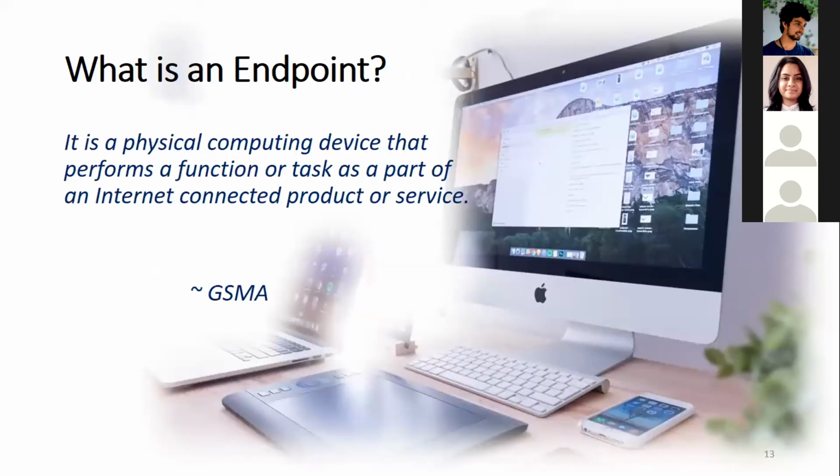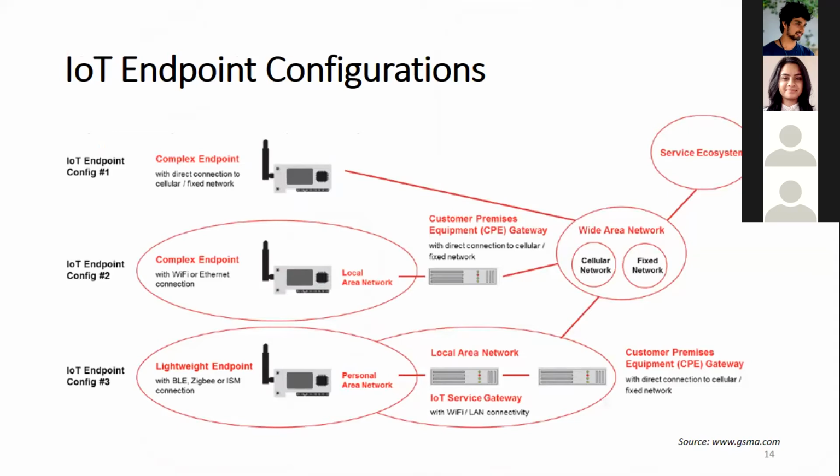Now, what is an endpoint? As per GSMA, the endpoint is defined as a physical computing device that performs a function or a task as a part of an internet connected product or service. So that is the definition of endpoint. Now let's see what sort of configurations we can have in our IoT networks. As per GSMA, there are 3 different IoT endpoints.